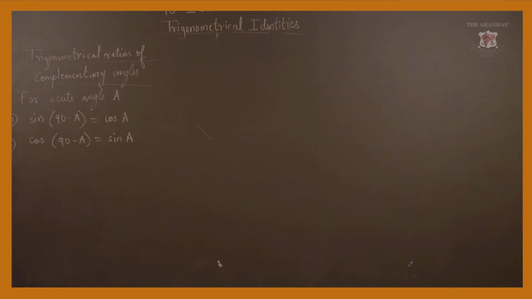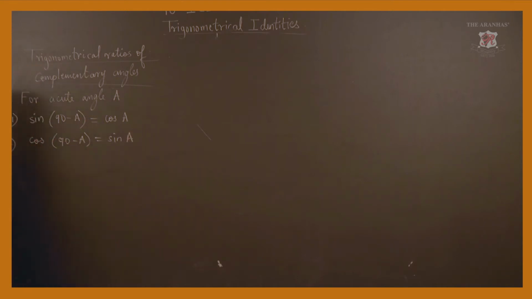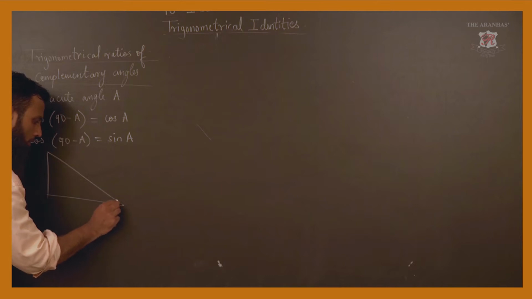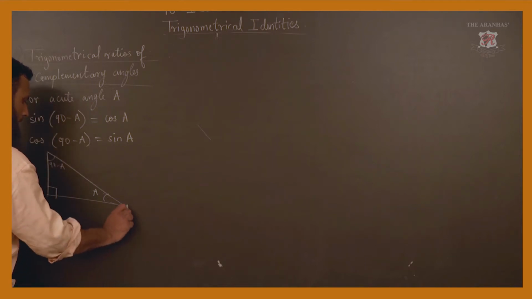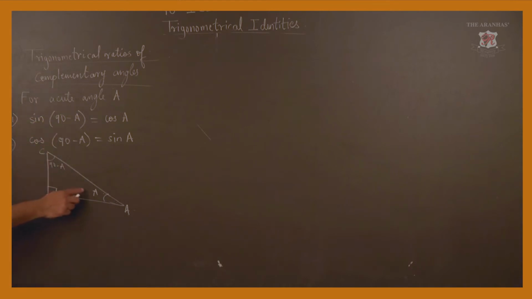Question arises, there is no need to prove these things, but what we can do is we can focus on a triangle. Suppose this is angle A, this is 90, so obviously this will be 90 minus A. So A, B and C. Just have a look on this. Find cos of A. So cos of A, you are aware, it will be base upon the hypotenuse. So it will be AB upon AC.